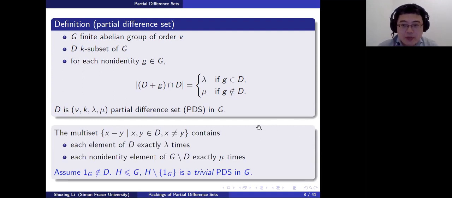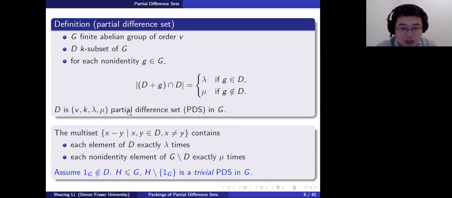You may be wondering why we call this object a partial difference set. How is it related to difference? Here is an alternative definition. We take any distinct pairs of elements from D and collect their differences in a multi-set, so it's a set that contains elements as well as their occurrences. If each element of D occurs exactly lambda times, and each non-identity element outside of D occurs exactly mu times, then we call D a (V, K, lambda, mu) partial difference set in G.